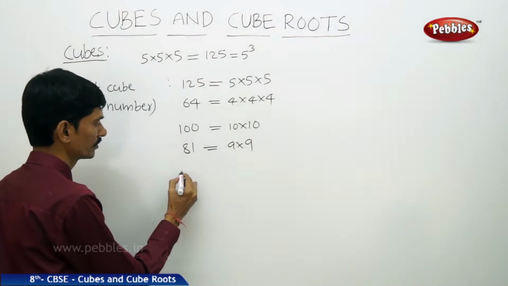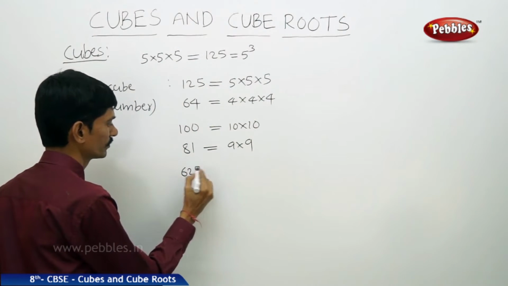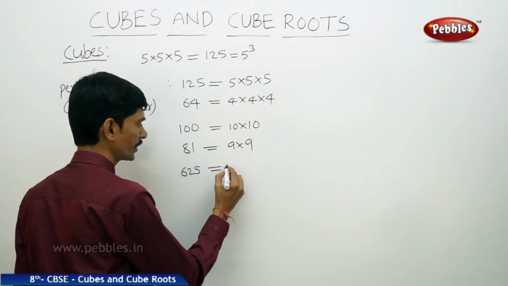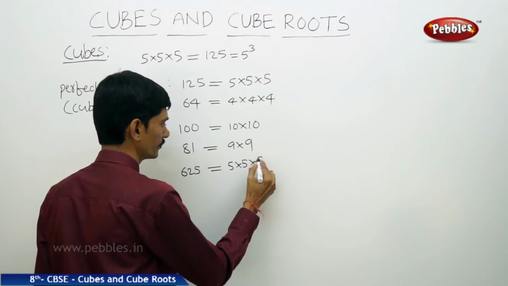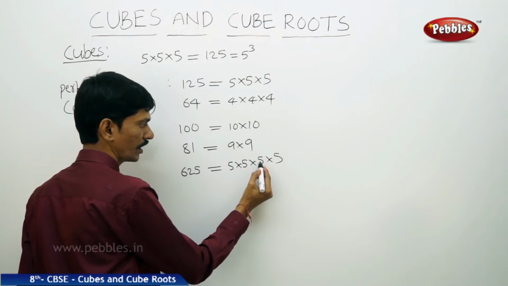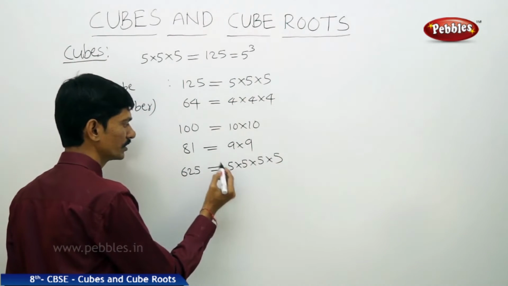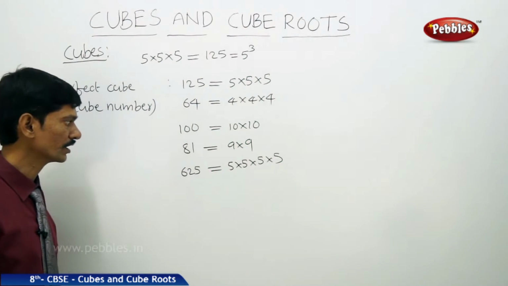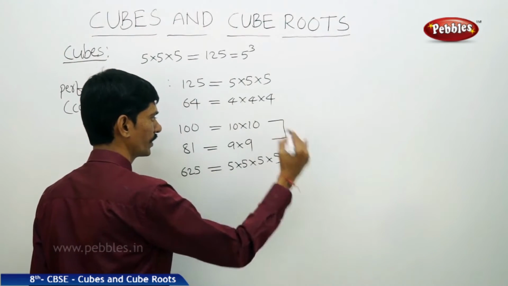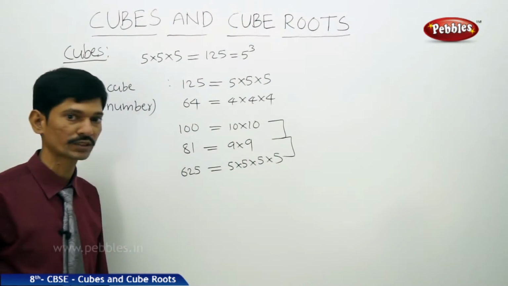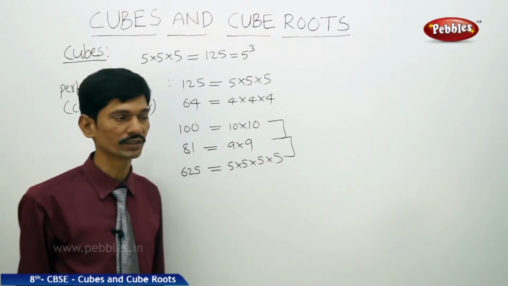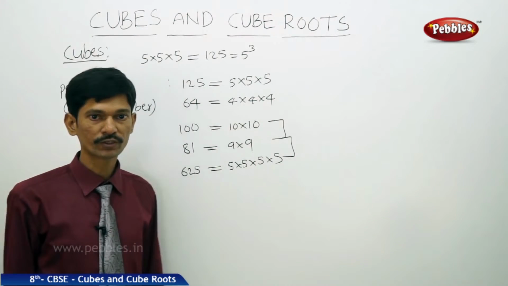Then what about 625? Now let us see the factorization of 625. So here 625 can be written as 5 into 5 into 5 into 5. 5 fives are 25, 25 fives are 125, and 125 fives are 625. So this is also not a perfect cube. Whereas 100, 81 and 625 can be written as a product of two equal factors, so these numbers are known as square numbers or perfect squares, but these are not perfect cubes.